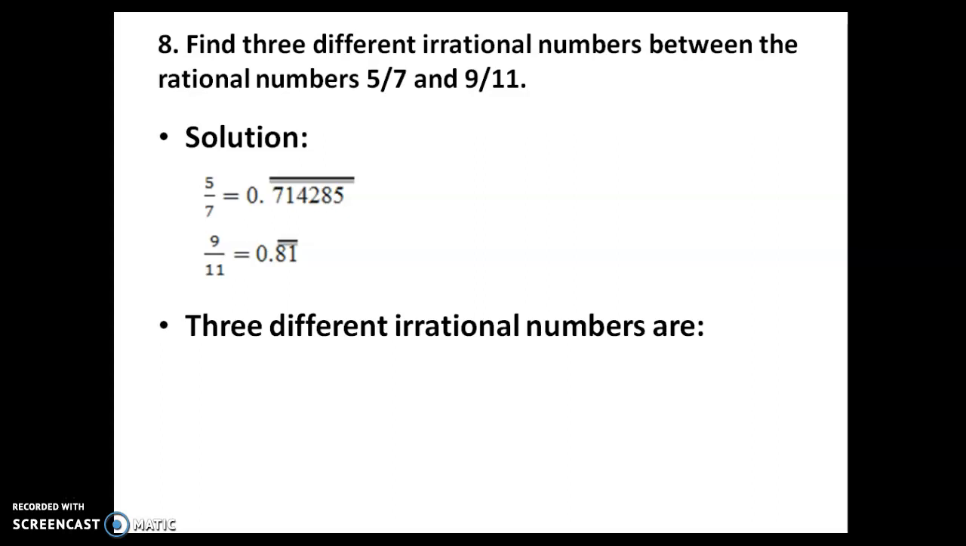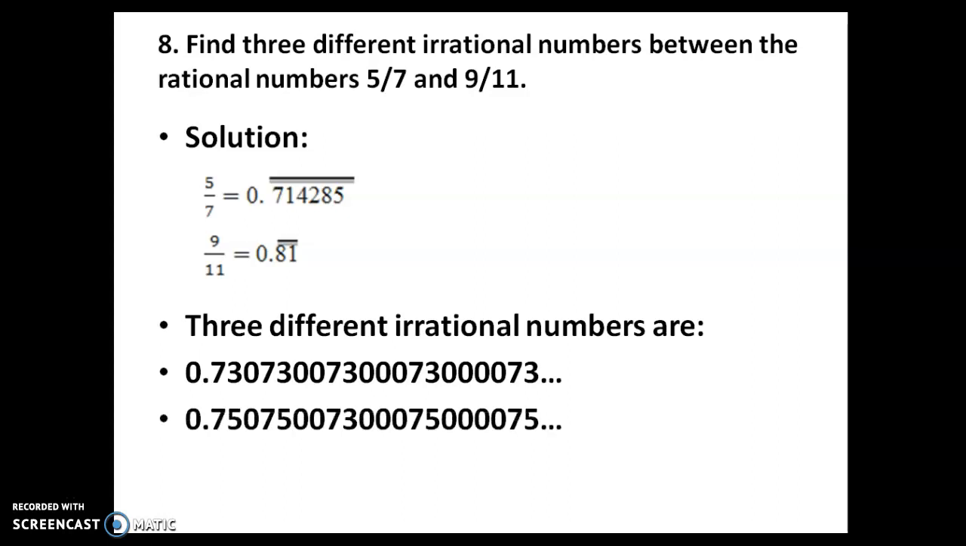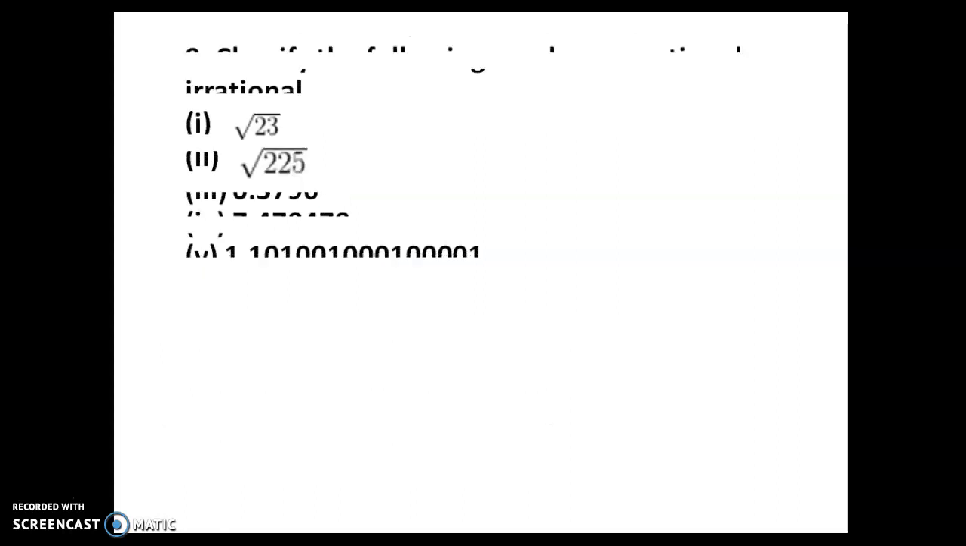That's the problem given. So we can write any number. I have given, like, 0.730730. What they are asking is for irrational numbers, so it should not be a repeating number. It should be non-recurring. Then 0.750750, then 0.73000. Like this, you can write any 3 decimal numbers. Okay, moving to the next problem.